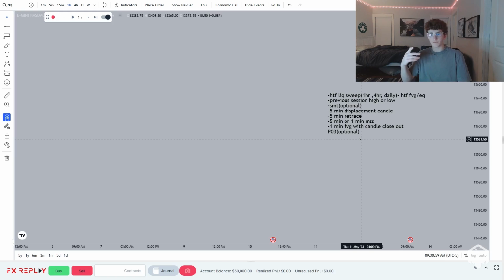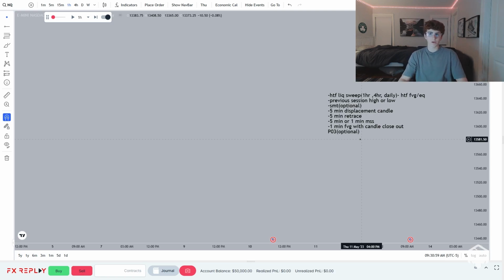And then once you can get a 5-minute retracement, right, it could be more than one candle. It could be like 3, it doesn't matter. You need one 5-minute candle close to the upside, and then you're going to scale into the 1 minute, and you're going to look for a market structure shift, right? This could be on the 5-minute as well. The 5-minute would probably be better, but most of the time it's going to be on the 1 minute.